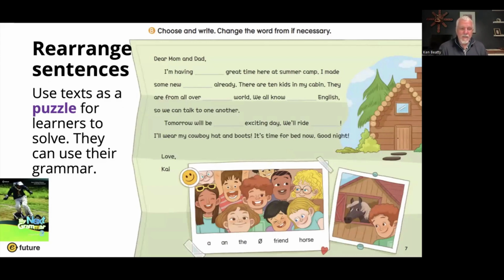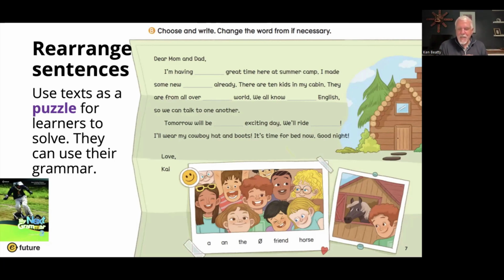Again, from my next grammar. "Dear Mom and Dad, I'm having what? Something, a great time here at summer camp. I made some new, probably friends already. And there are 10 kids in my cabin. They are from all over." And now the word.